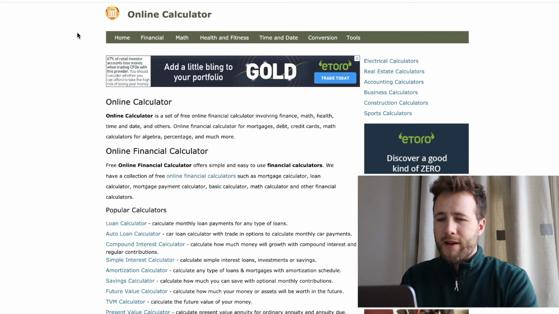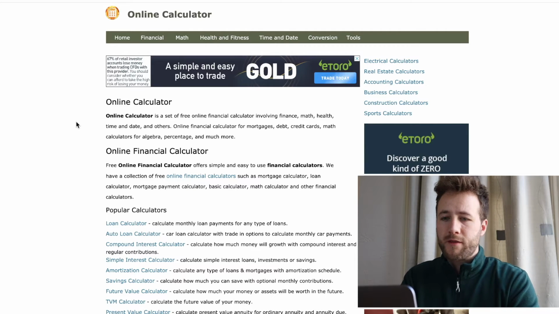So this is the website, online calculator. I will leave the link down below in the description so you can have a go yourself. This is a website of all the different calculators, loads of different ones. You can have a play with it if you fancy it, but for this demonstration, obviously stock average calculator.